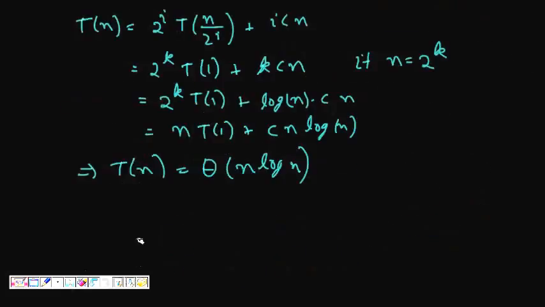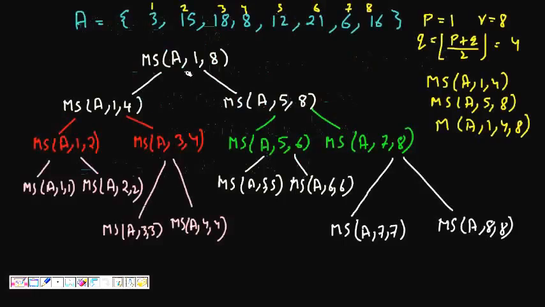So A 1, 8 is called, then again it sees that L is less than R, so MS A 1, 4 is called. This in turn will call MS A 1, 4, where the mid element is (1 plus 4) by 2, so it will be 5 by 2, and the floor of 2.5 is 2. So MS A 1, 2 is called, and MS A 3, 4 is called.